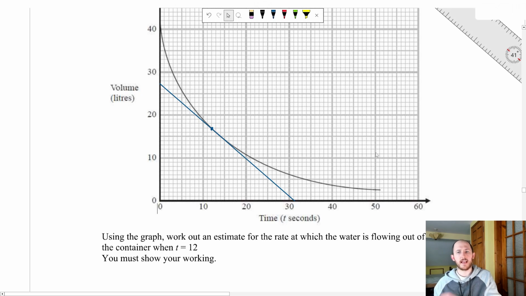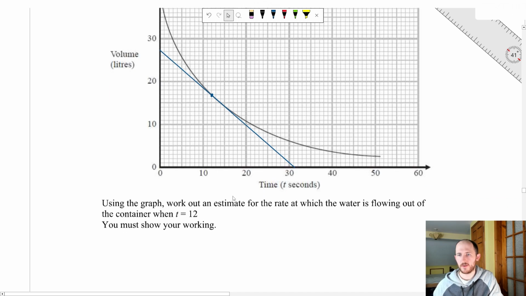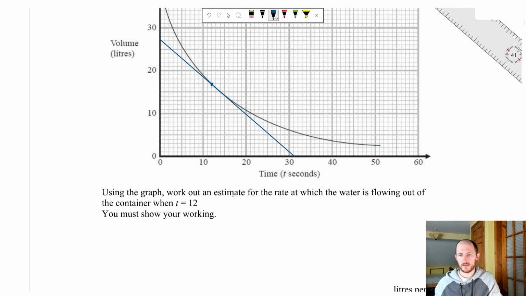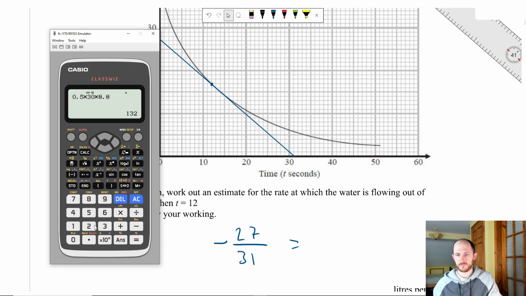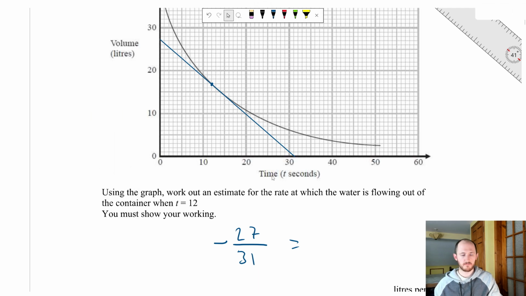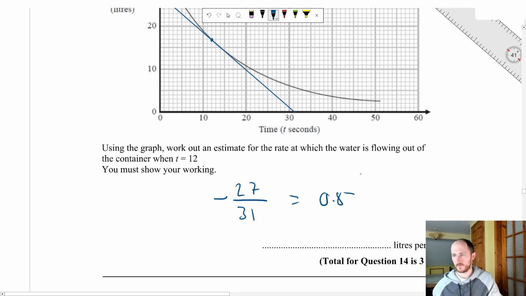Not bad, not bad. Again, you do get quite a bit of leeway. So now what we're doing is doing the change in y. So it goes from, what is that, 26, 27? Yeah, so 26, 27. So it goes from 27 to 0. So it's going to be minus 27. And that's in 31 seconds. And I put a negative just because it is technically flowing out of the pipe. So get my calculator up. We have 27 divided by 31 gives me 0.871. Technically minus 0.871 because it's flowing out.